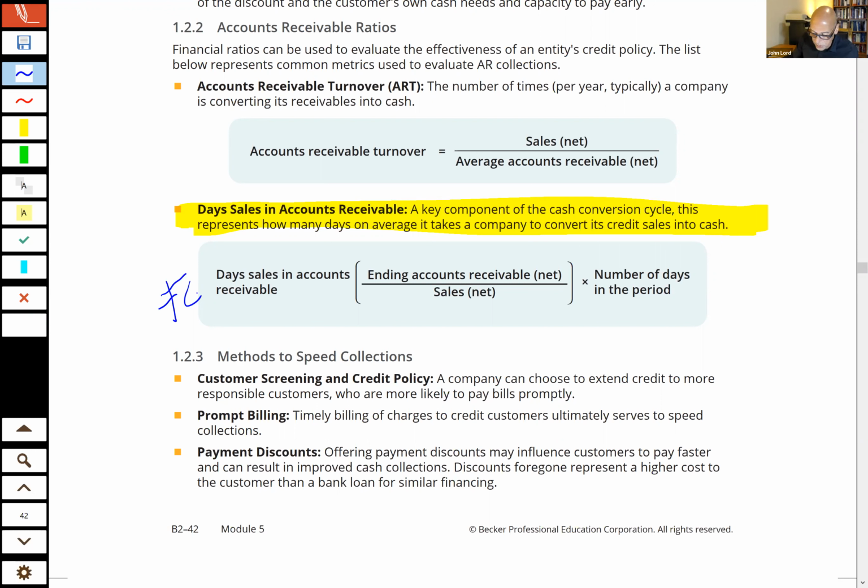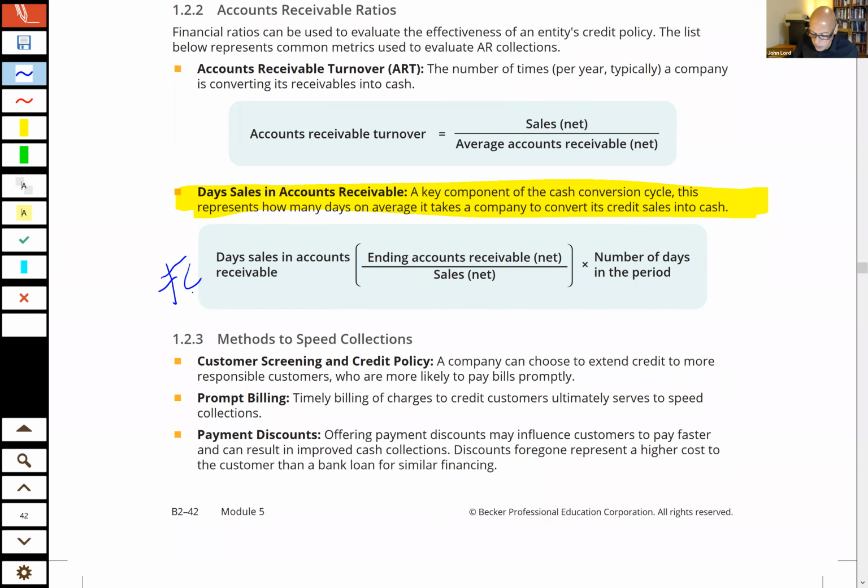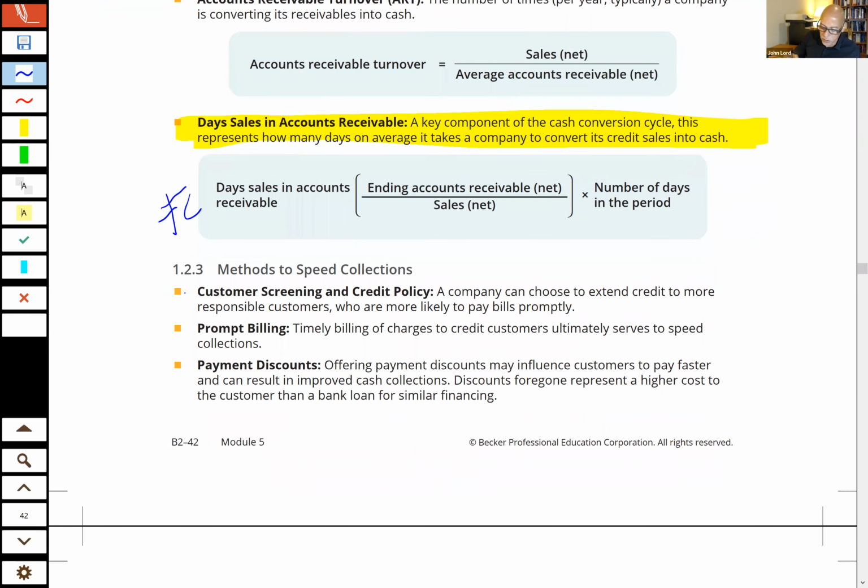That's going to give us our days sales in account receivable. Okay, so that's a little different than the days in receivable that we talked about before. It's the days sales in account receivable. So flashcard that. We already talked about the turnover.